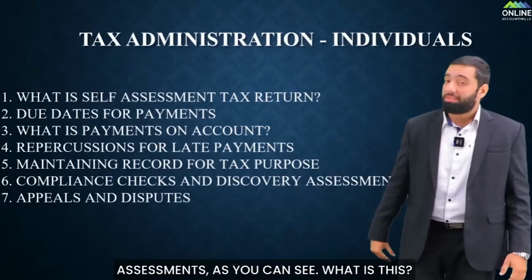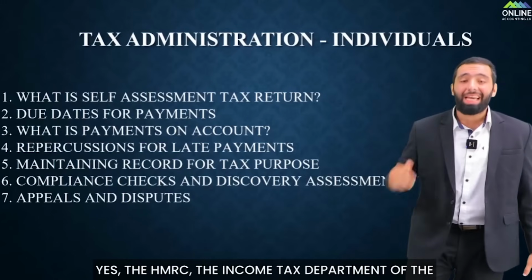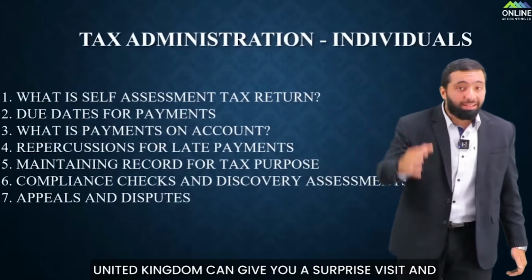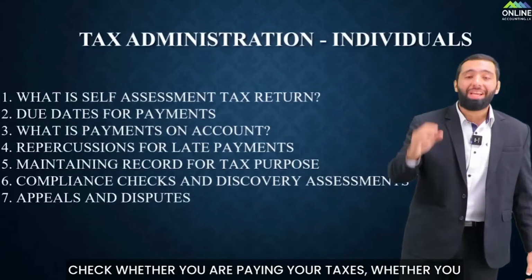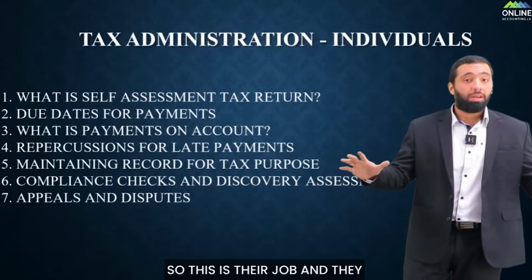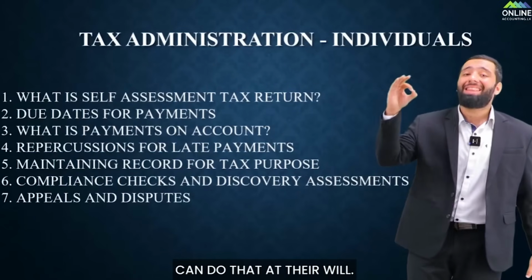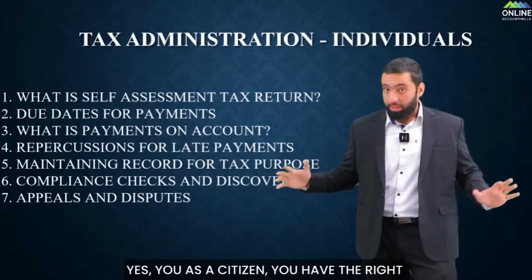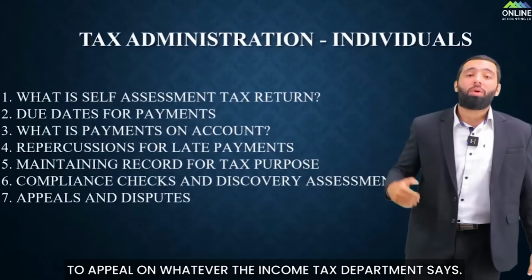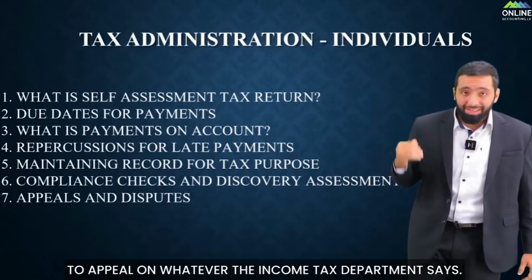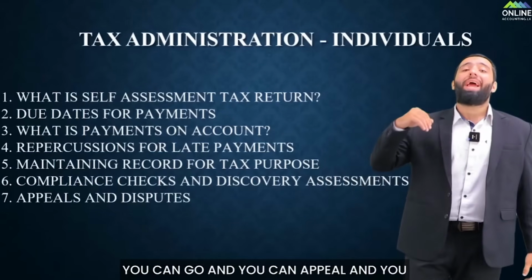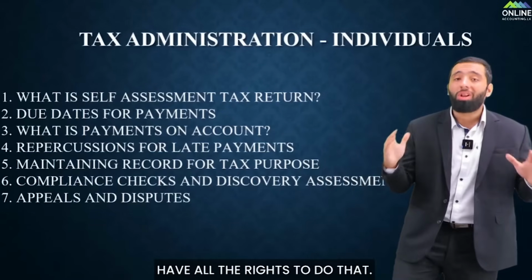As you can see, what is this? Yes, the HMRC, the Income Tax Department of the United Kingdom, can give you a surprise visit and check whether you are paying your taxes, whether you are computing your taxes accurately. So this is their job, and they can do that at their will. And then appeals and disputes. Yes, as a citizen, you have the right to appeal on whatever the income tax department says. If you think you are not complying with that, you can go and appeal, and you have all the rights to do that.